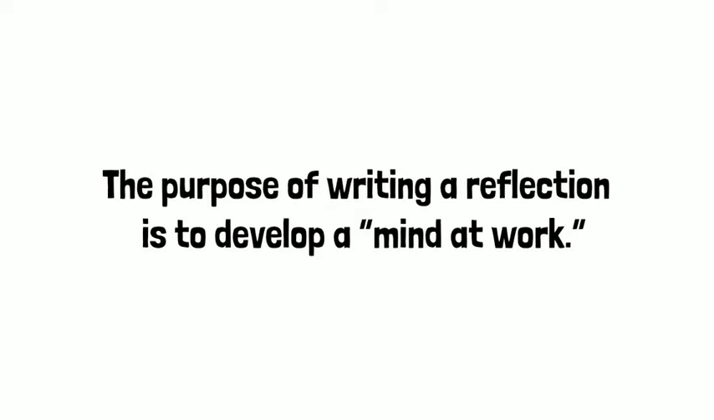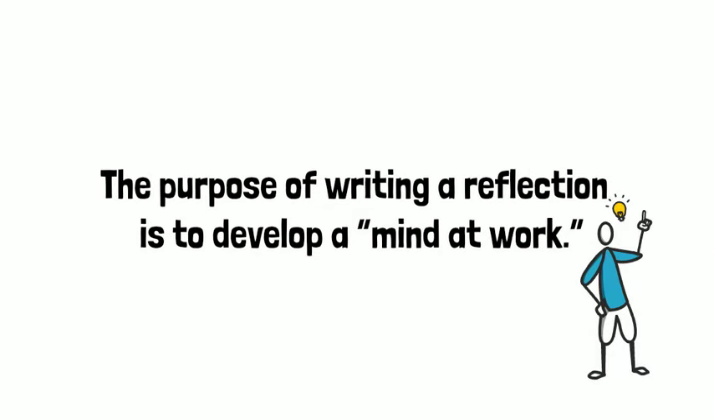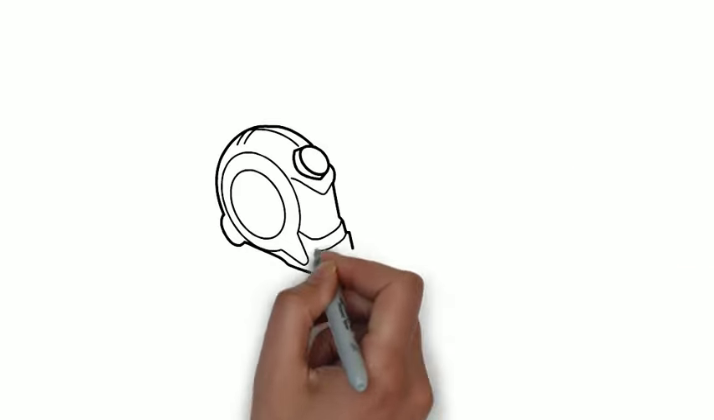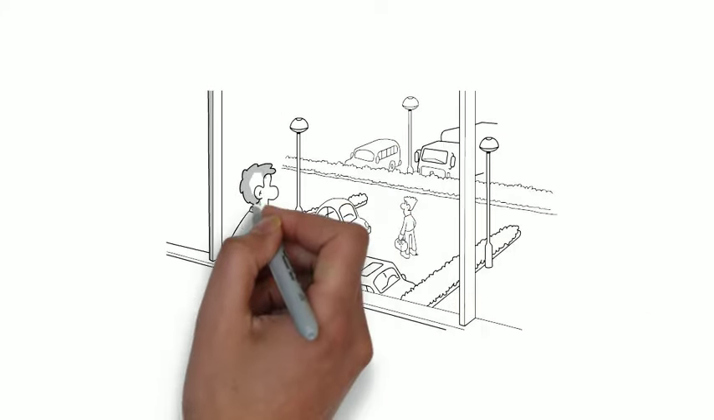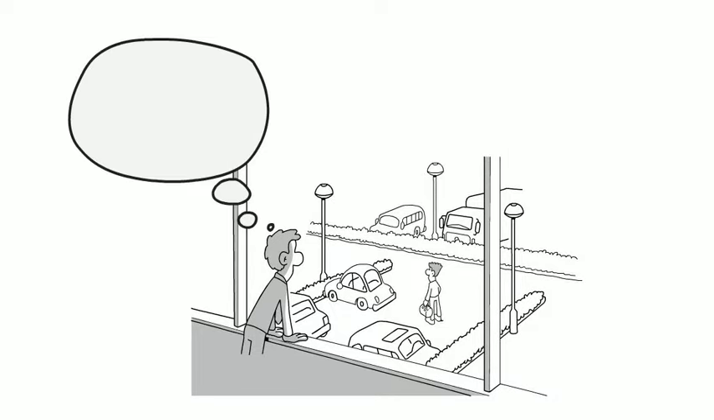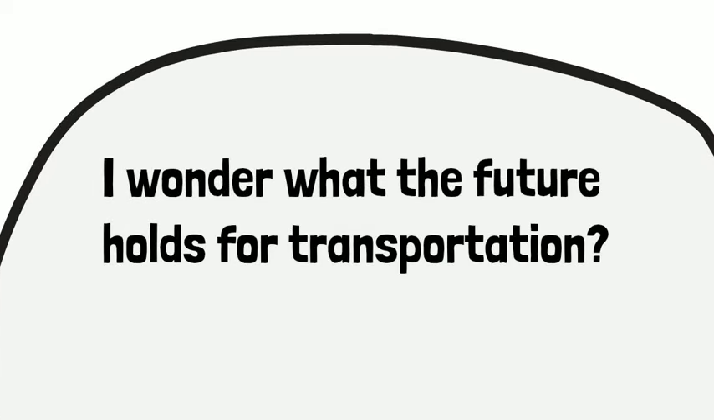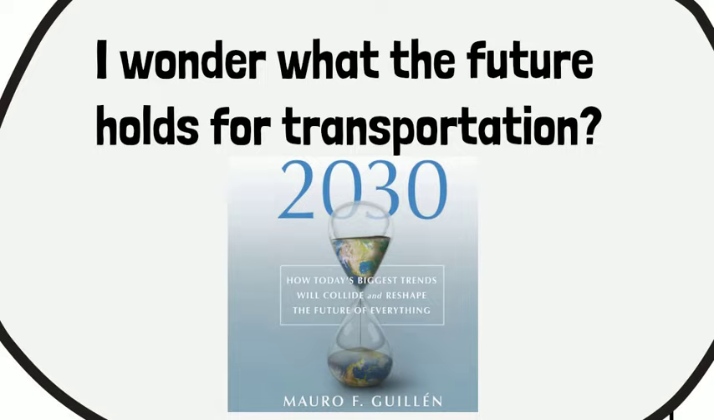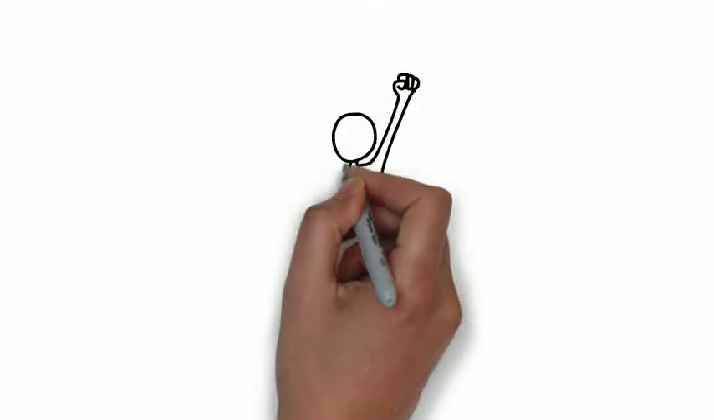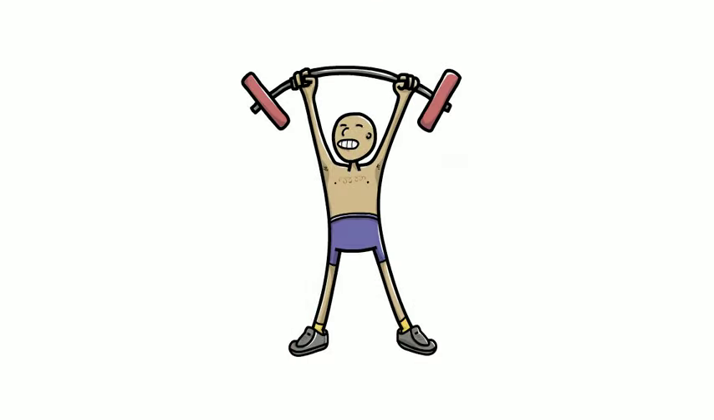The purpose of writing a reflection is to develop a mind at work. Now, defining a mind at work is tough, and no rubric can measure it. However, when a writer takes their experiences and curiosities and blends those insights with the readings of great thinkers, ideas blossom. Writing becomes emboldened, playful, and creative.